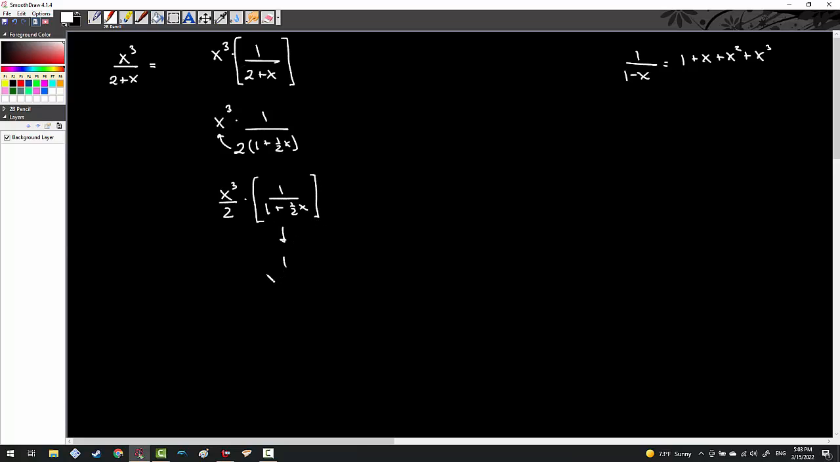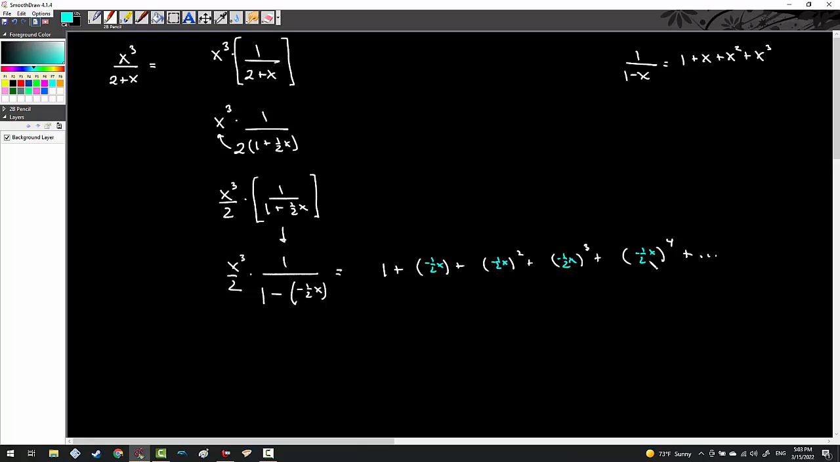So now I'm going to go into 1 over 1, and this is where I'm going to create the negative sign, right? It's going to be negative 1/2 x on the inside, times x cubed over 2. And what that gives me is 1 plus blank squared plus blank cubed plus blank to the 4th plus dot dot dot. And again, what goes inside those blanks? Well, it's this negative 1/2 x every single time. And so I'm going to go ahead and simplify that out a little bit.